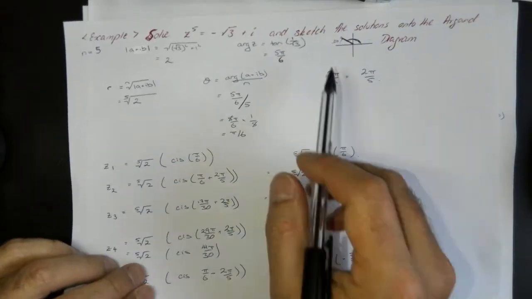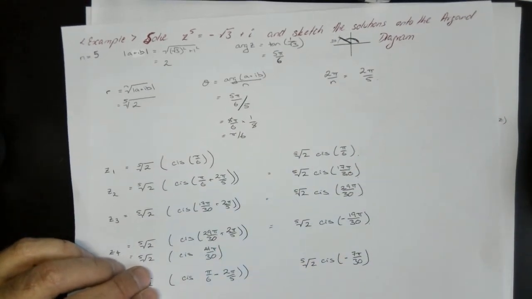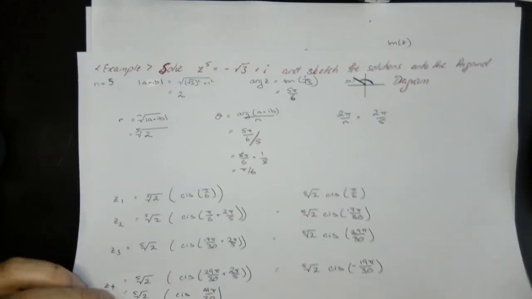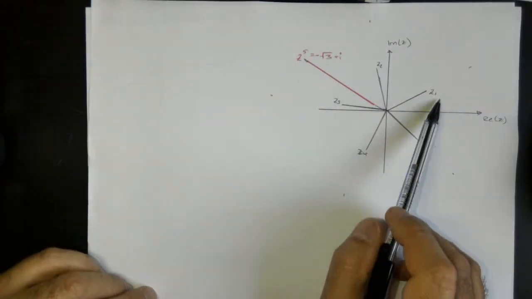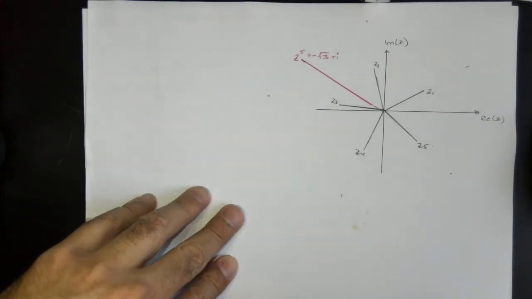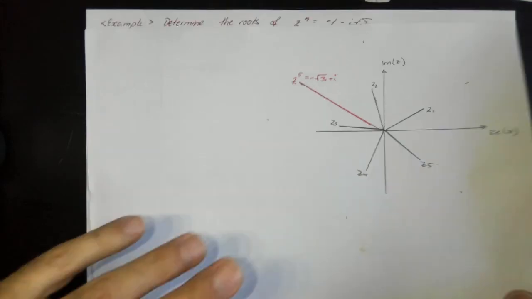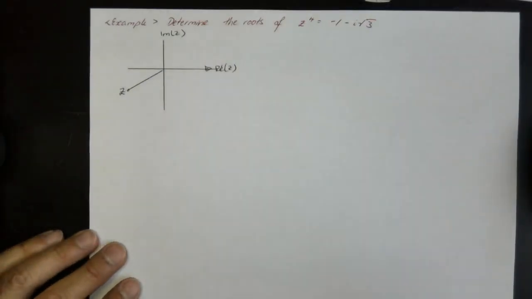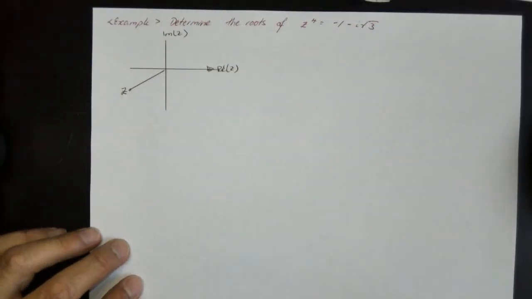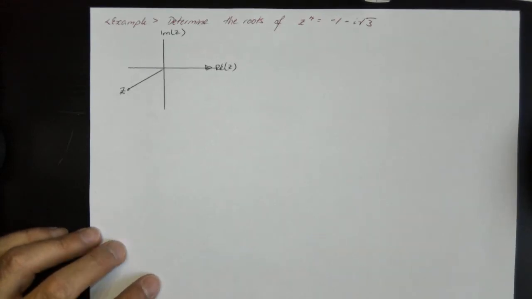So if we want to sketch it on our Venn diagram, so we're changing it, everything moves basically by 30, and we get Z1, Z2, Z3, Z4, Z5. Okay. So one more example. We're going to determine the roots of z to the power of 4 is equal to -1 minus 1 over root 3.